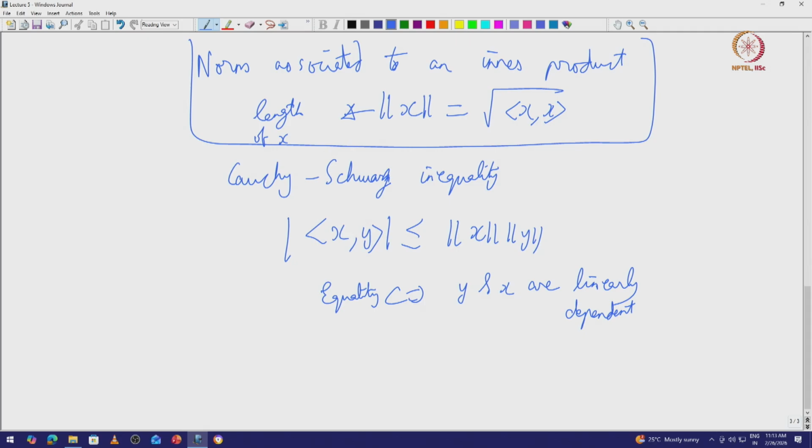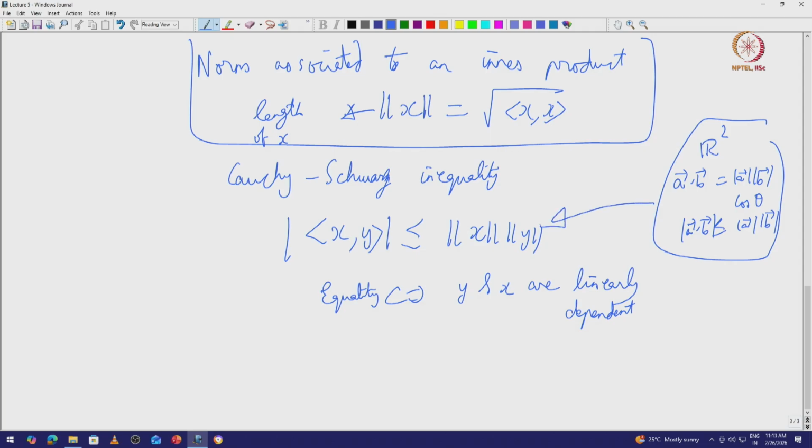This is motivated by, in R2 for example, a dot b is mod a mod b cos theta. Yeah. So mod of a dot b is obviously less than or equal to mod a mod b, and equality holds if and only if theta is 0, which means a and b point in the same direction, they are linearly dependent. Yeah. So it's a generalization of this observation, except you don't have this geometric cos theta business. In fact, the angle between vectors is defined using this.